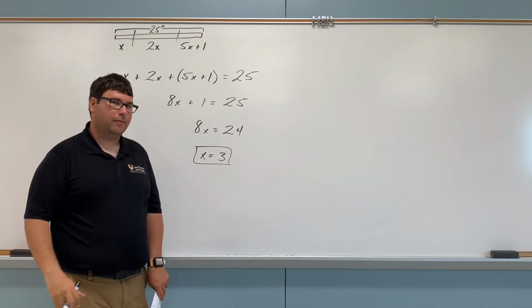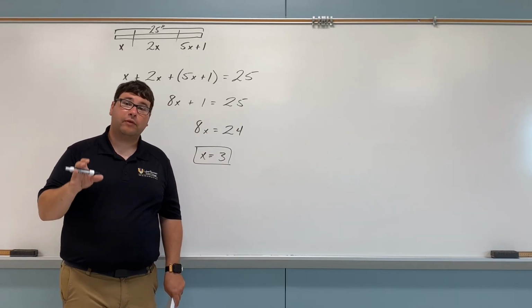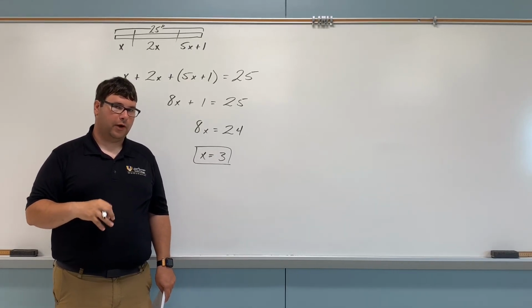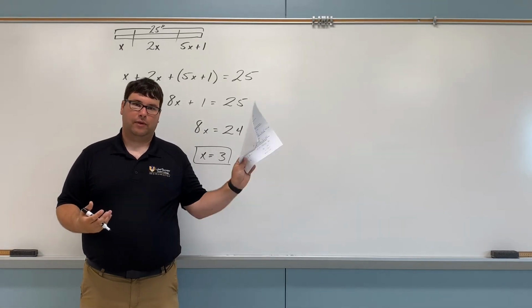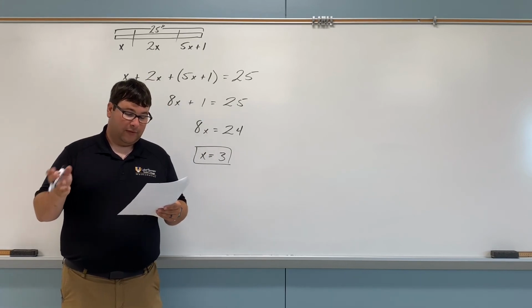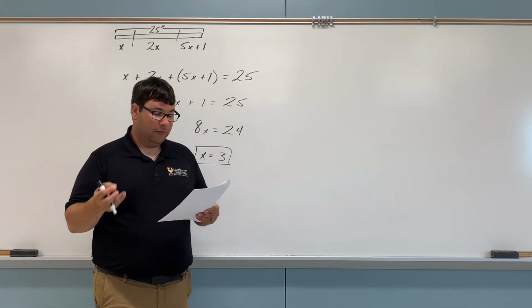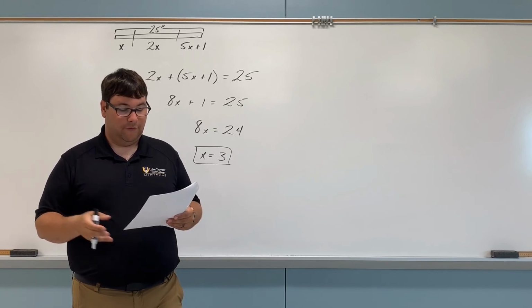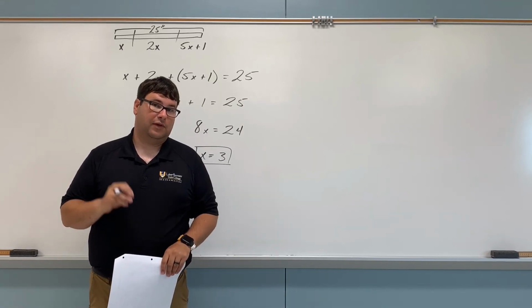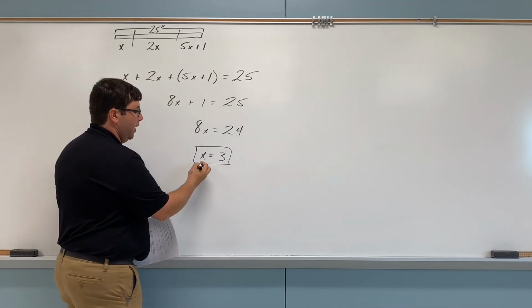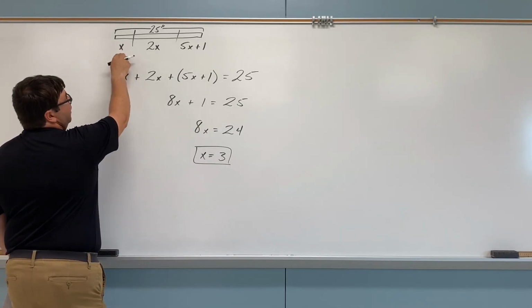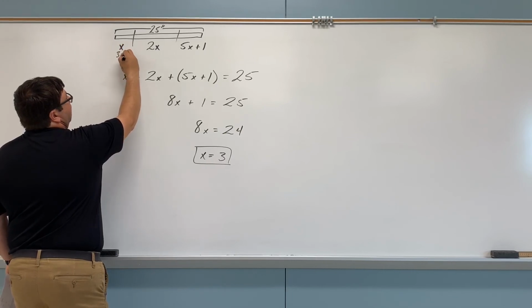Are we done? No. Remember, this is where I said the interpretation component is very important, especially as the problems become more complex. So what you need to do is reread it. So a 25-inch piece of steel is cut into 3 pieces so that the second piece is twice as long as the first piece, and the third piece is 1 inch more than 5 times the length of the first piece. Got that. Find the lengths of the pieces. Did we do that? We have x. So did we get all of the lengths? Well, no. We got the first piece. So we know the first piece is 3 inches.